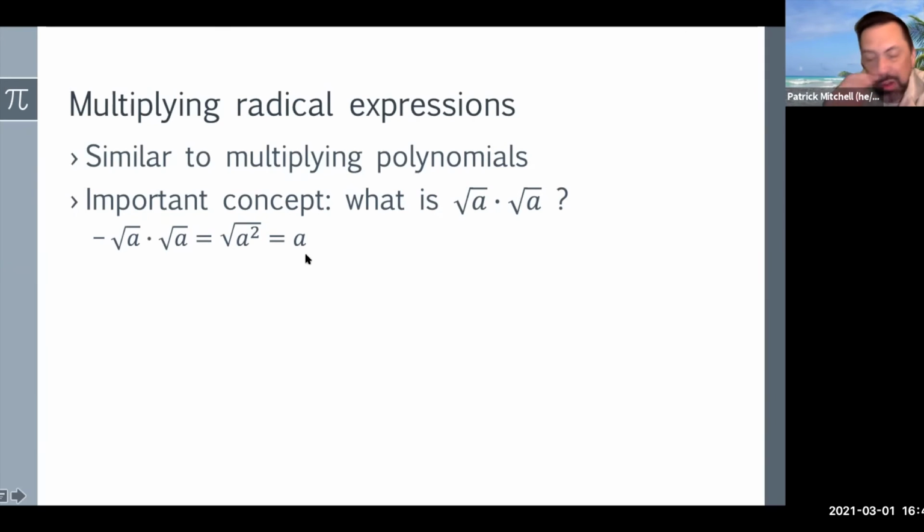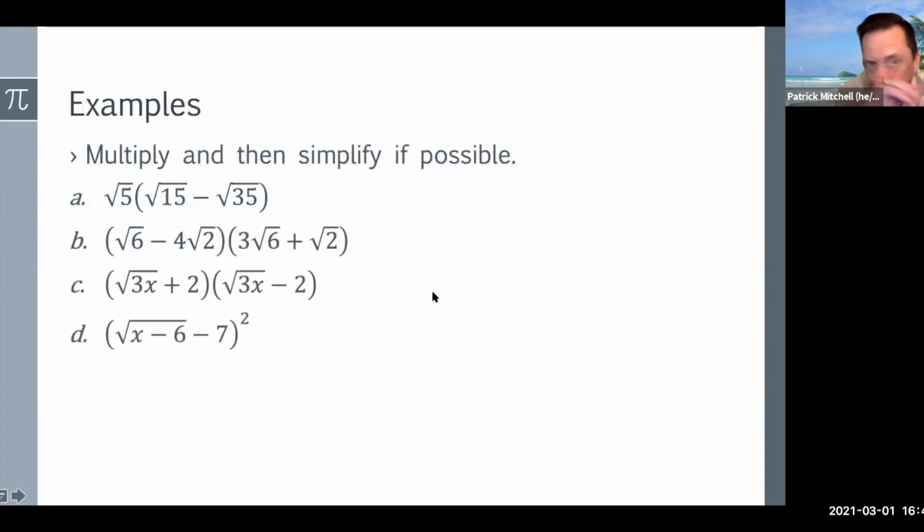So this is something that hopefully you will start doing automatically as you do more and more of these. The square root of a times the square root of a is just a. You'll see where that's going to come up in the next examples. We're going to multiply and then simplify if possible. You see the problems right here, so let me bring that up on the tablet.